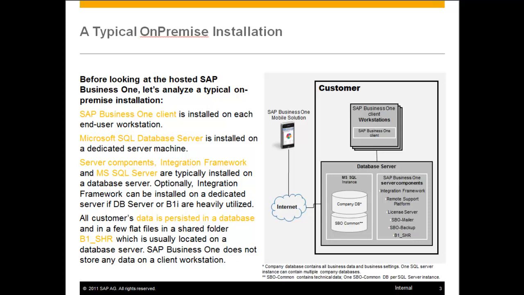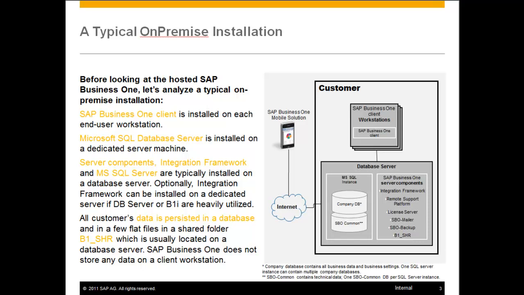The third component are what we call some of our server components. So these are things like the license service. The license service manages the allocation of end user licenses to make sure that the user is licensed for the functionality that they're requesting. We also have the Business One integration framework, which is what we utilize for a number of different components. For example, the SAP Business One mobile solution uses the SAP Business One integration framework to connect through to the back-end SAP Business One solution.